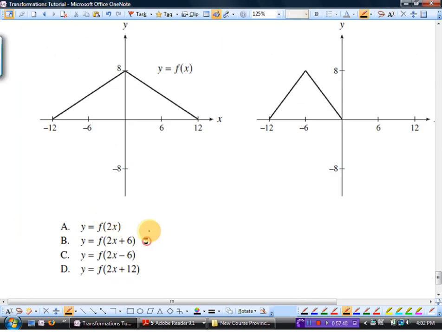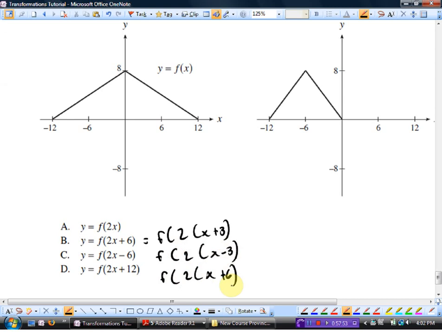I would rewrite this as f of 2 bracket x plus 3, f of 2 bracket x minus 3, f of 2 bracket x plus 6. Now, this graph here says it's been moved 3 in which direction? 3 right? No way! That's wrong and that's wrong. How far to the left has it been moved? Darn right. It's that one. A lot of kids that year picked this one because, oh, that's 6 to the left. No, it's not. It's 3 to the left.